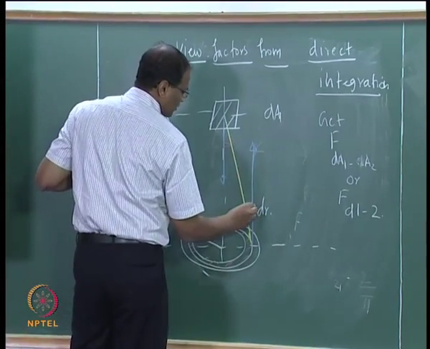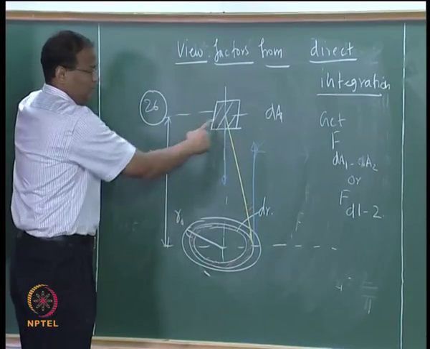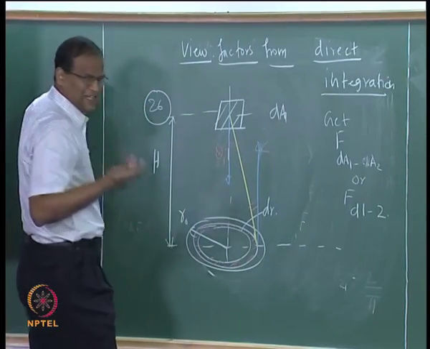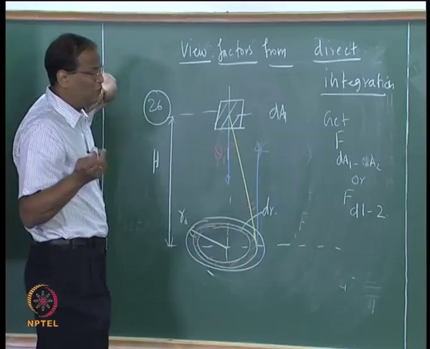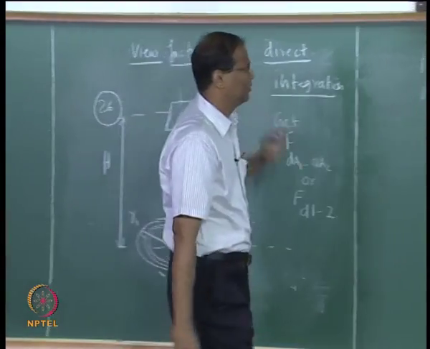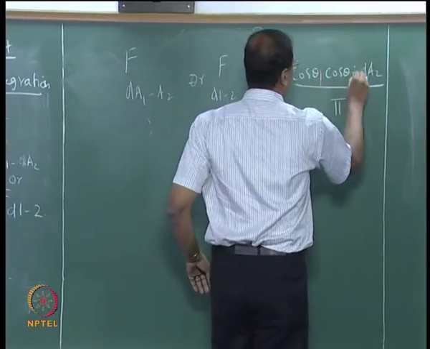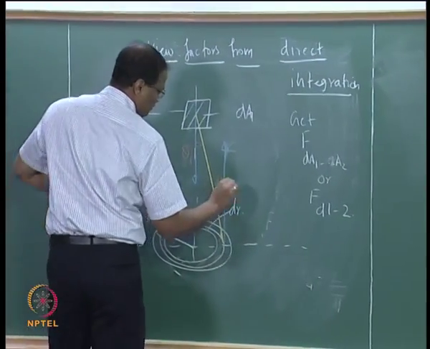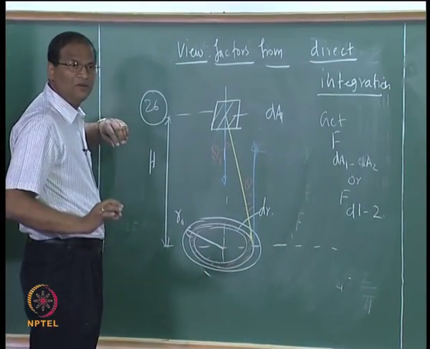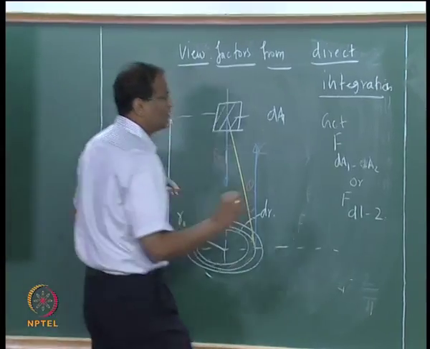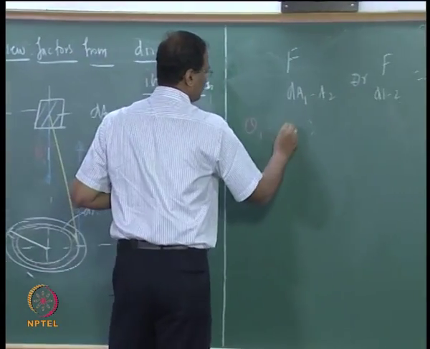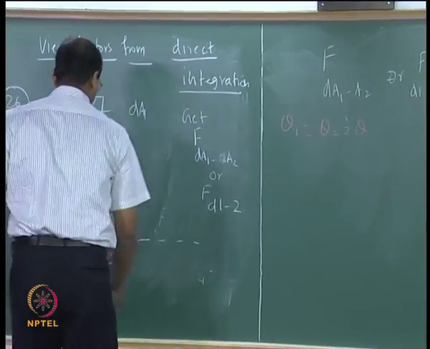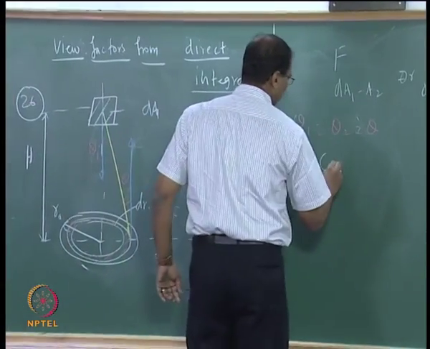What is that and what is that? Cos theta 1, theta 2, okay. What is this? First theta 1 equal to theta 2 and we can just call it as theta, right? What is cos theta?